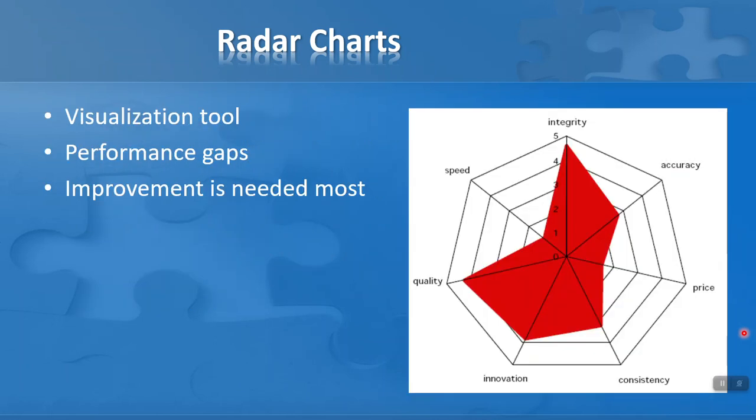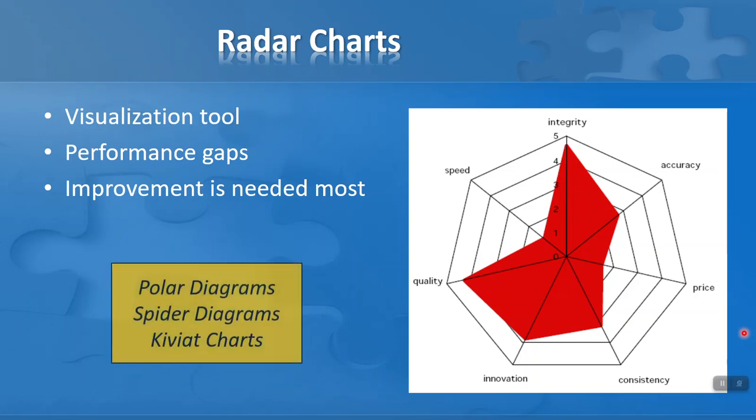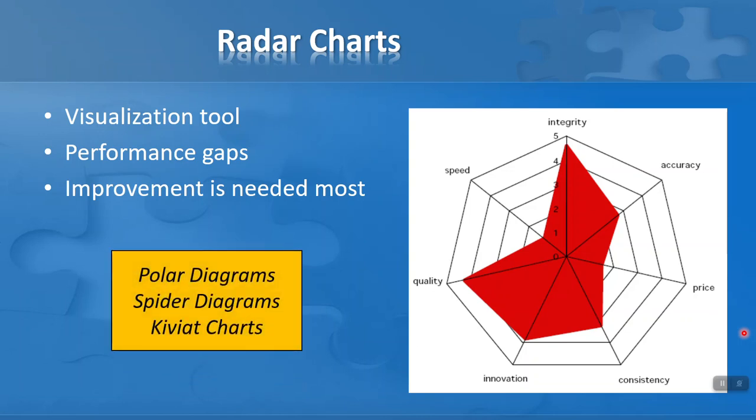So radar charts are essentially a visualization tool. These help us to measure performance, and we can see performance gaps. And it tells us quite often where improvement is needed the most. They're also known as polar diagrams or spider diagrams or spider charts or Kiviat charts as well. So many different names for this type of diagram.